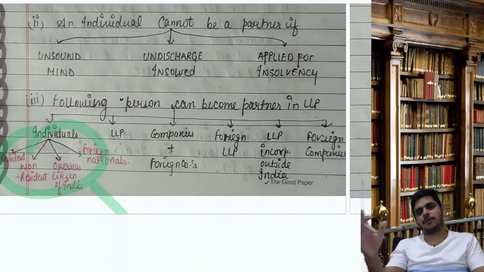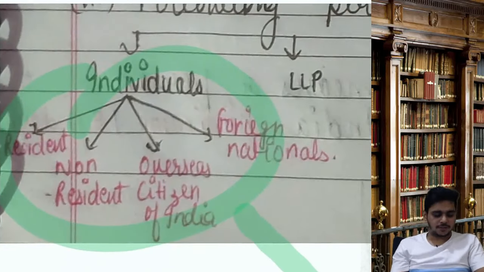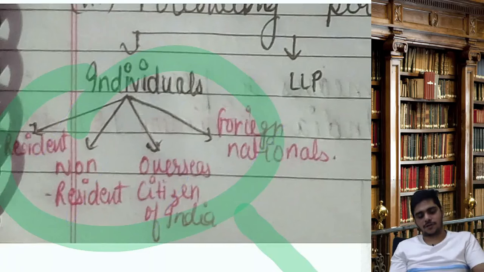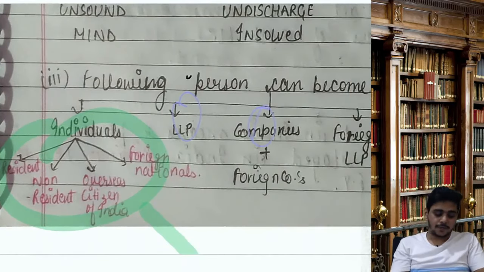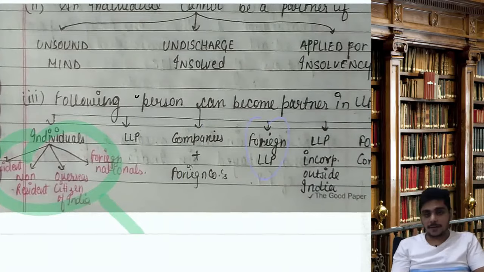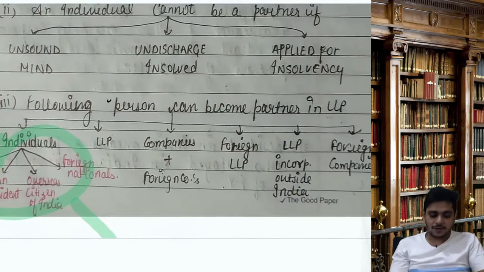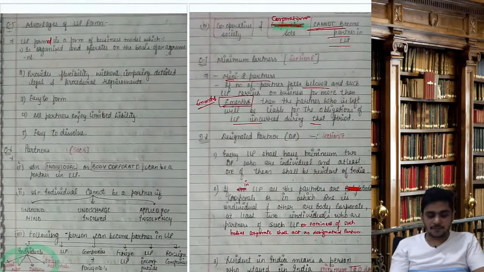Who are the people? Individuals, resident, non-resident, overseas citizens of India, and foreign nationals. A company, including a foreign company, can also become a partner. A foreign LLP can also become one. An LLP incorporated outside India, having no place of business in India, and foreign companies can also become partners in LLP.